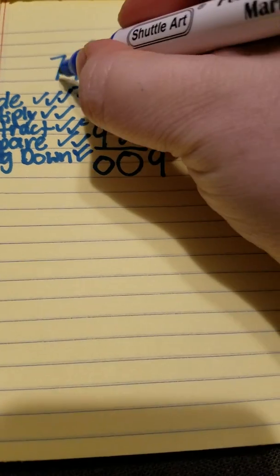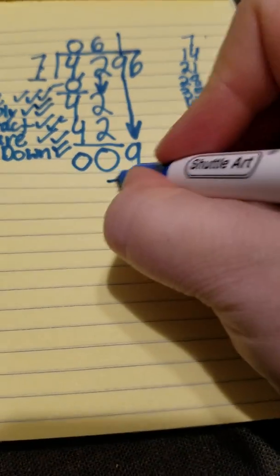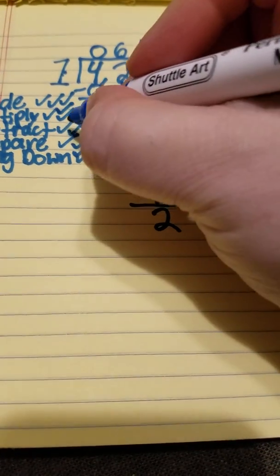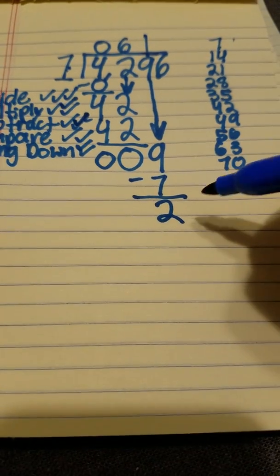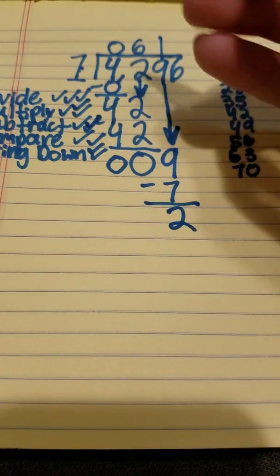I go back to divide again. How many times can 7 go into 9 without going over? I see 1. Can't be 2, so I have to write 1 above that 9. Then I multiply. 7 multiplied by 1 is 7. Then I subtract. 9 take away 7 is 2. Then I compare. Is 2 less than 7? The answer is yes, so I'm still on the right track. And then I bring down my last digit, which is a 6.